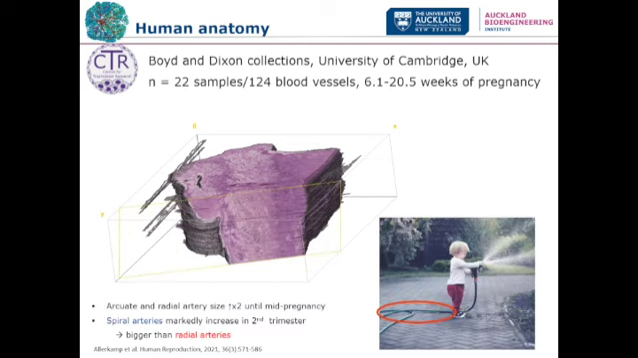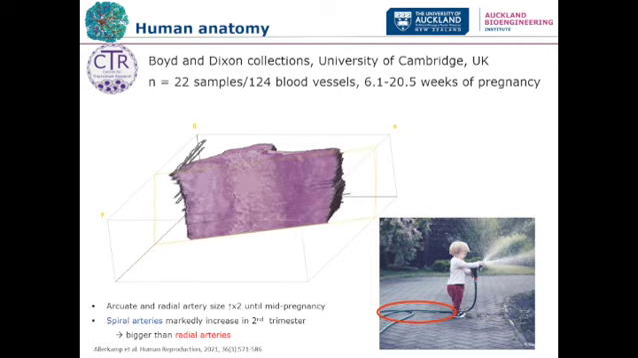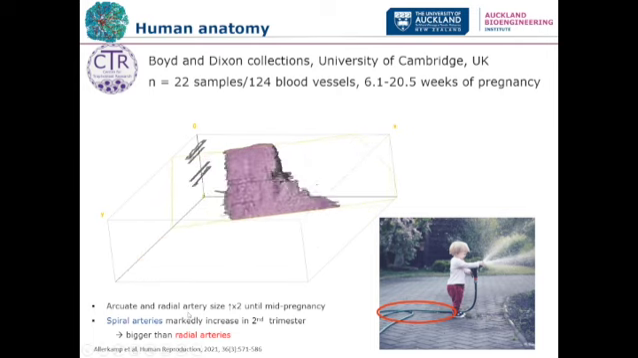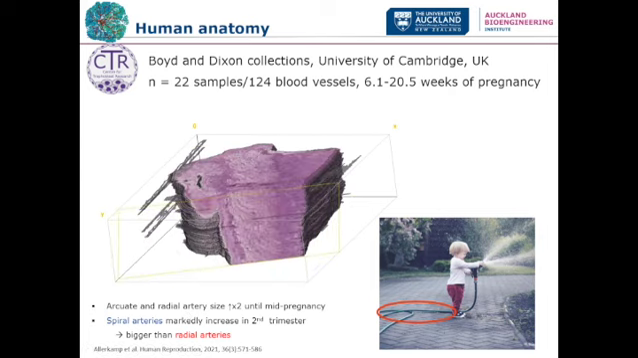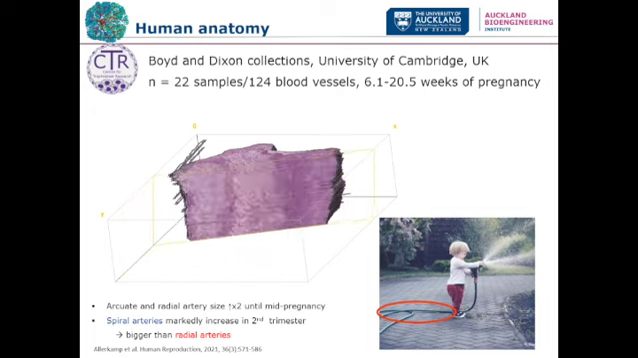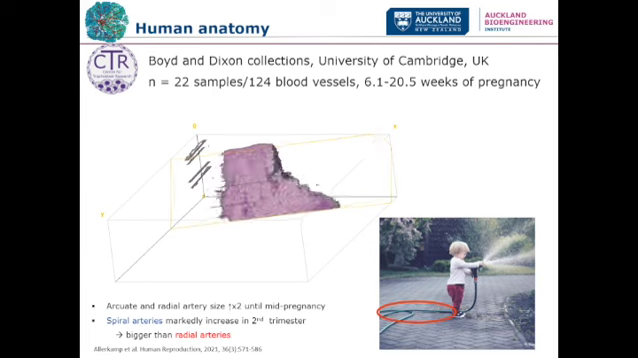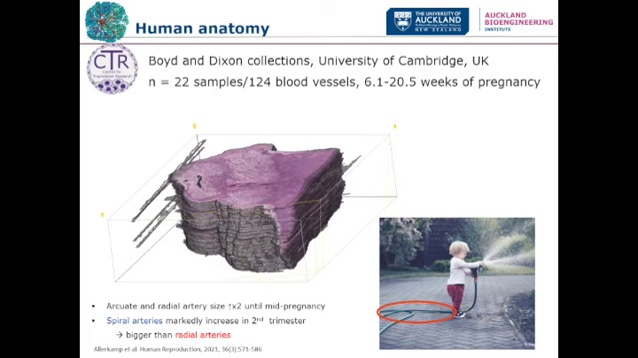And when we looked at the arterial sizes in those blood vessels, those radial arteries that we think are important to the Doppler signal, they increased in size to roughly double their size at around mid-pregnancy. And then the spiral arteries, which are the ones that were dramatically remodeled by placental cells, they increase right up into the second trimester, and they become actually quite a lot bigger than radial arteries.